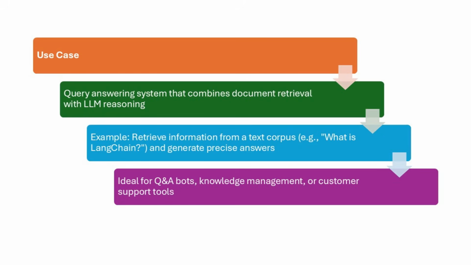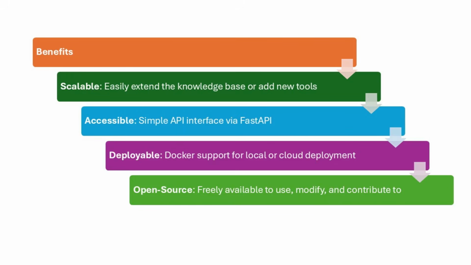Example: retrieve information from a text corpus, for instance, what is LangChain? And generate precise answers. Ideal for Q&A bots, knowledge management, or customer support tools. Benefits: scalable, easily extend the knowledge base or add new tools.